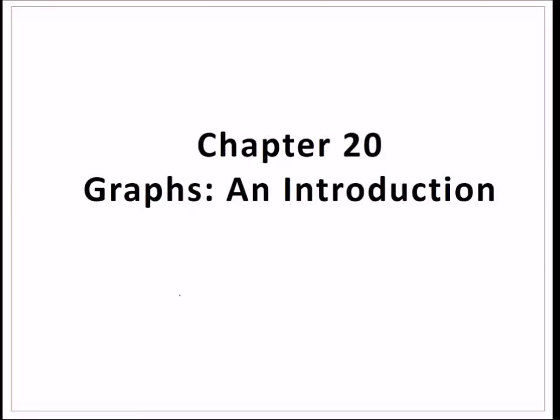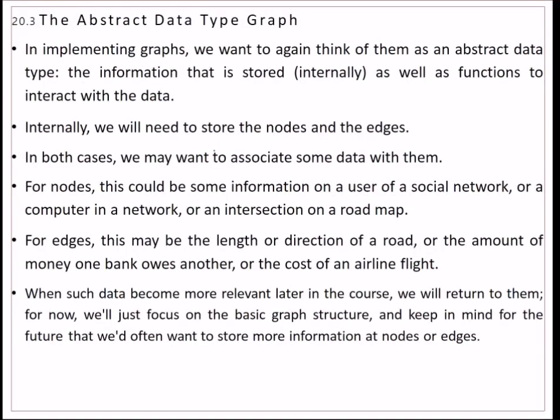So let us continue our discussion with graphs. For graphs also, we have to talk about this abstract data type graph. Because we need to implement this graph, we have to think about this ADT, that is, the information that is stored internally, as well as the functions which are going to interact with this data. We will store the graph internally in the form of nodes and edges.